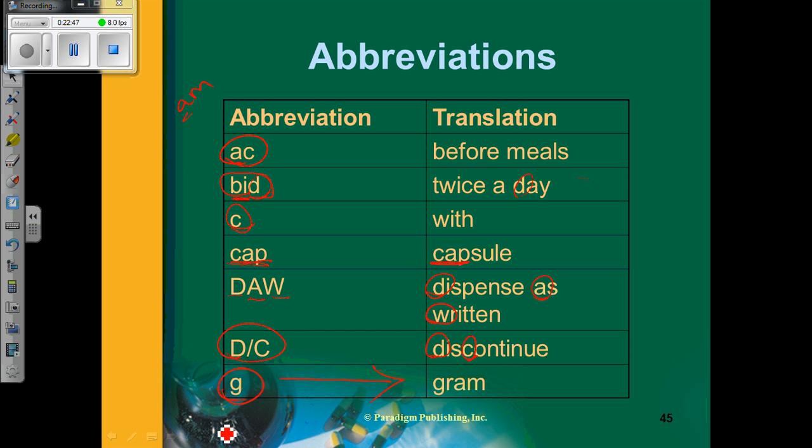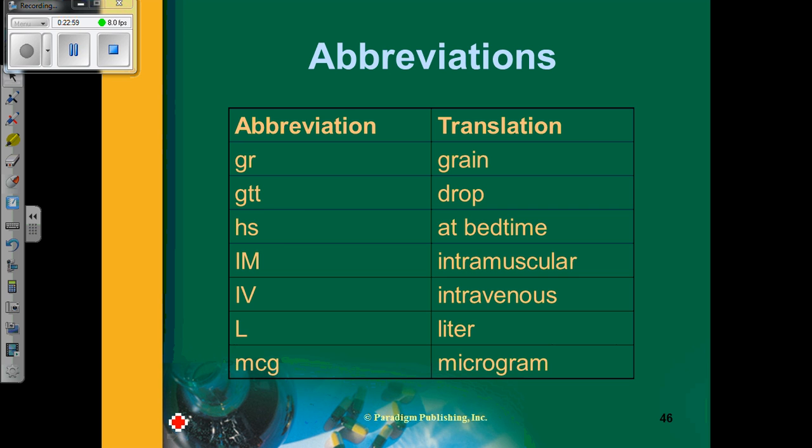G stands for gram. A lot of times people will mess up gram and grain. Grain has the abbreviation of GR, and gram is just G. So just remember, that's one you just have to remember. Drop would be GTT. HS means at bedtime. One thing that I help students to remember HS by is hit the sack. It's like going to bed. So H for hit, S for sack. Hit the sack means HS means at bedtime.